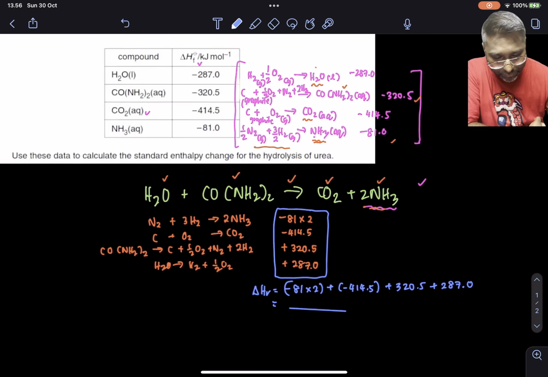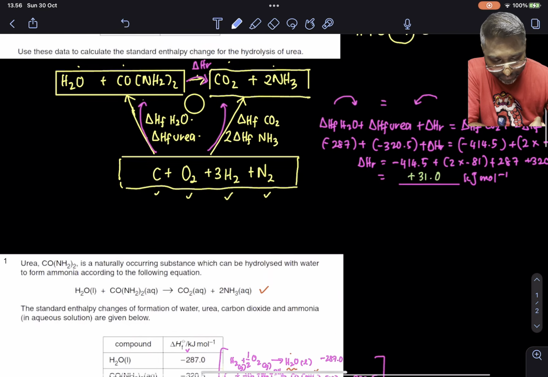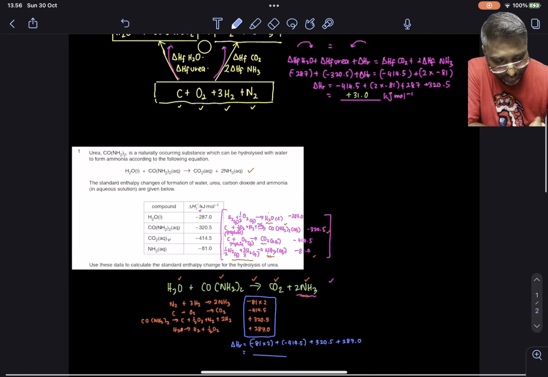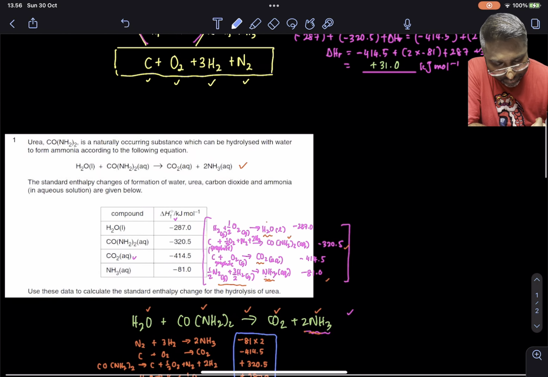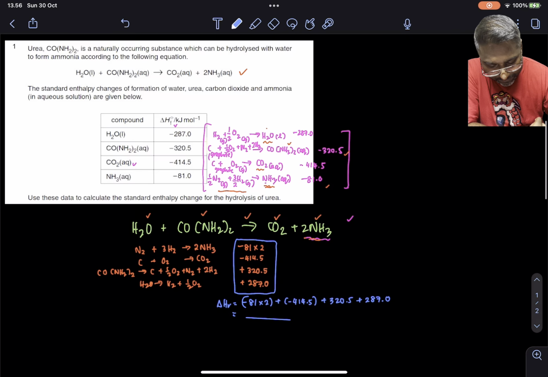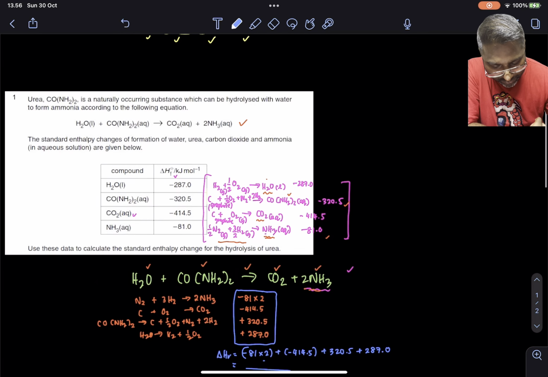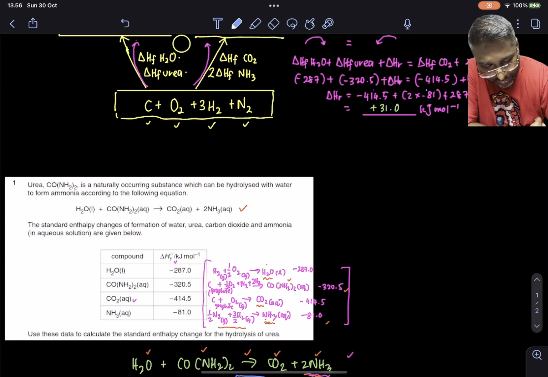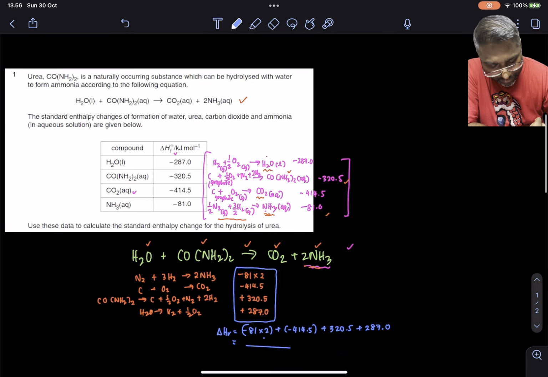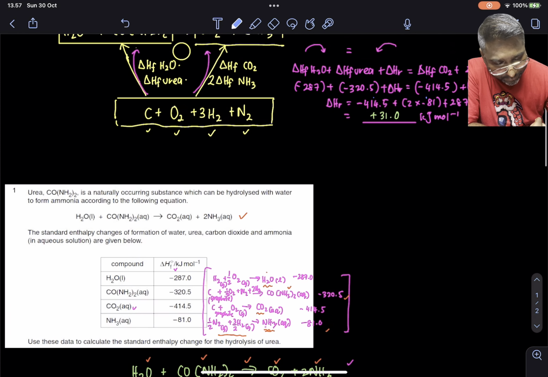And if you check our previous working, you can check: 2 times negative 81, negative 414, 320, 287.